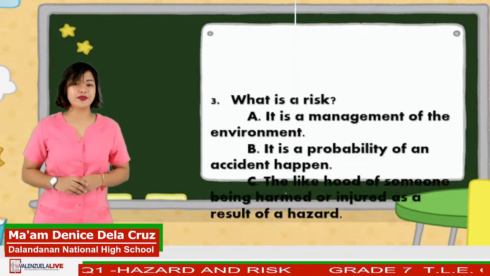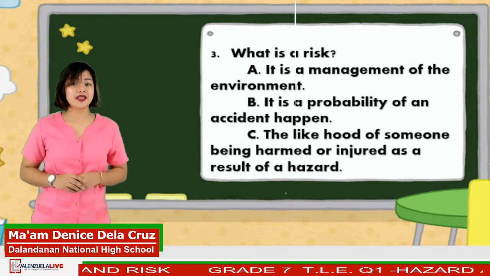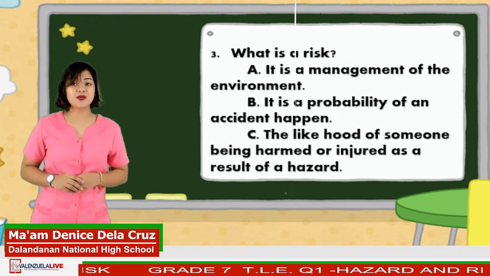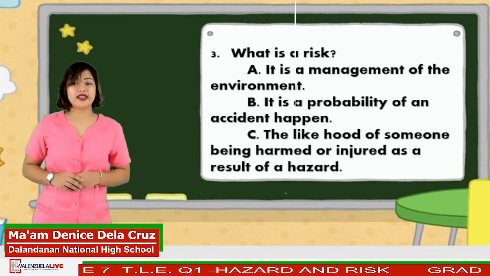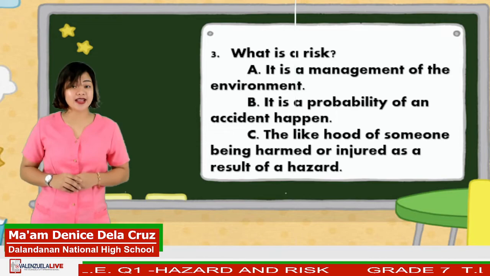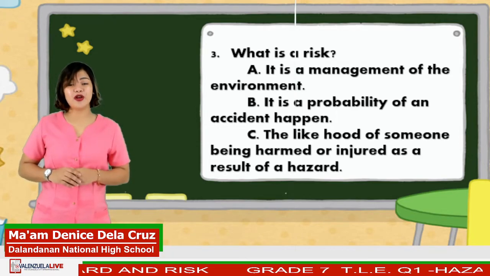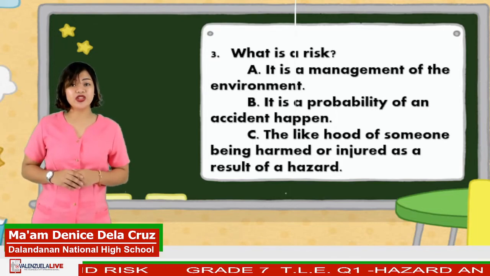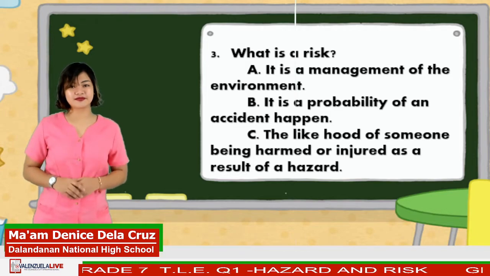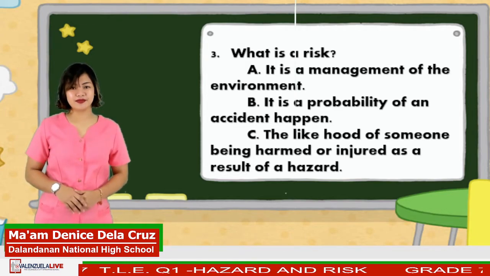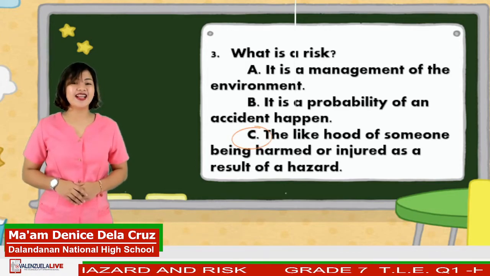Number 3. What is a risk? Is it A? It is a management of the environment. B. It is a probability of an accident happening. Or C. The likelihood of someone being harmed or injured as a result of a hazard. Marvelous! The answer is letter C.